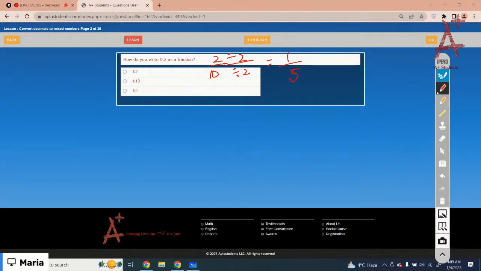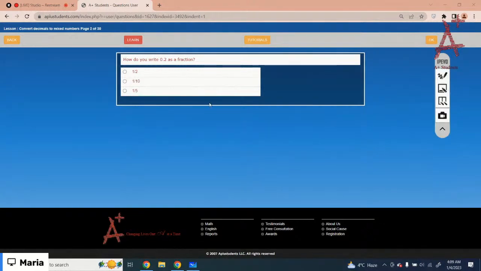Got it? So the correct option is 1 over 5. So option number C is the correct option. That would be 1 over 5.